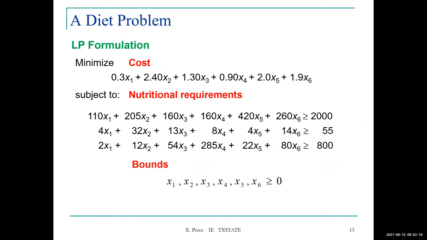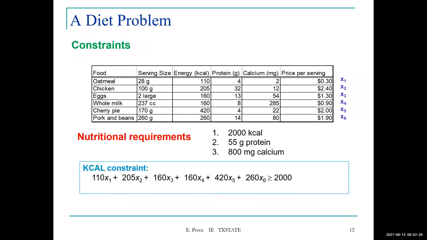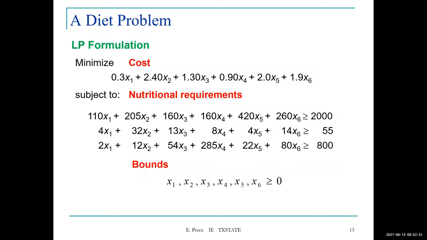So this is the formulation. You see those two constraints are the ones that I just mentioned. So you have the coefficients associated with, in this case, the protein, and this one is the one associated with the calcium. Okay, so the difference from this formulation and the ones that you saw before is that now you have multiple decision variables. Now in this case, you have 6.